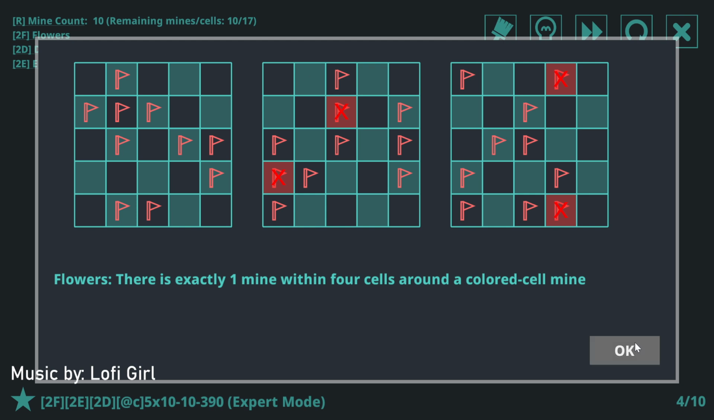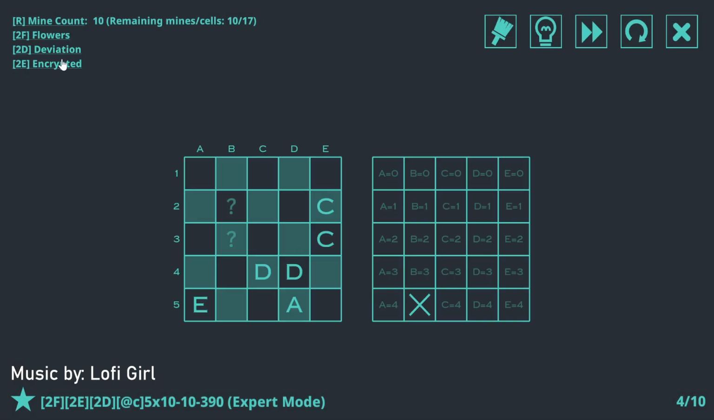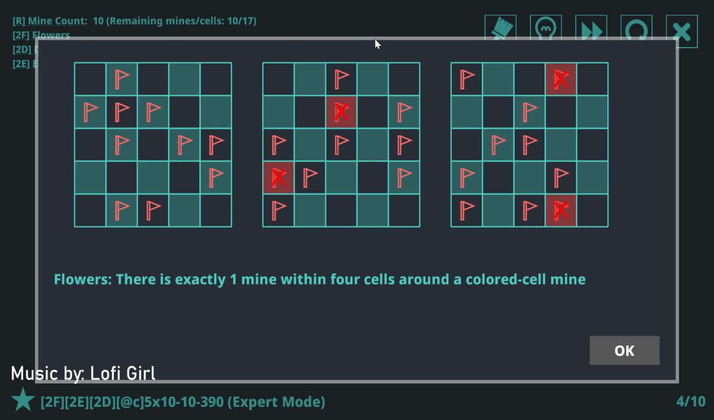Flowers. Ooh, another checkerboard. Deviation and encrypted. Alright, deviation we know, encrypted we know. It should just feel like regular Minesweeper. Flowers though is a new rule set where every colored cell must have exactly one mine in the 4 cells around it, the 4 cells orthogonally adjacent to it.